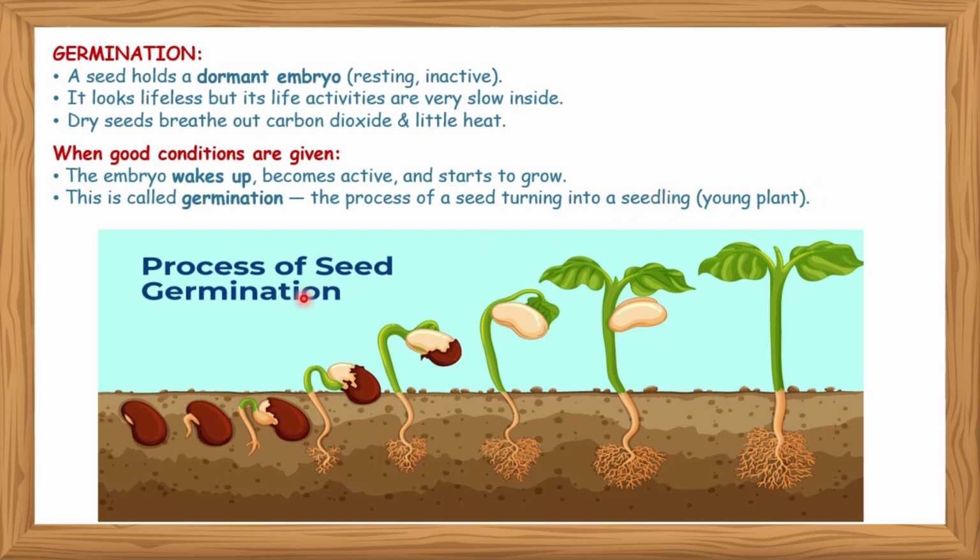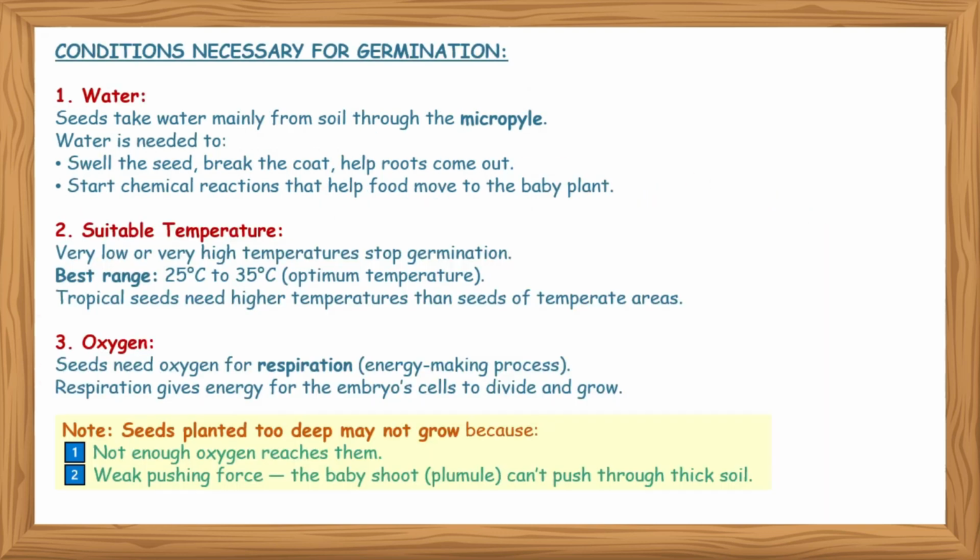Process of seed germination. This is the image showing the process of seed germination. Conditions necessary for germination: water. Seeds take water mainly from soil through the micropyle. Water is needed to swell the seed, break the coat, help roots come out, start chemical reactions, and help food move to the baby plant.